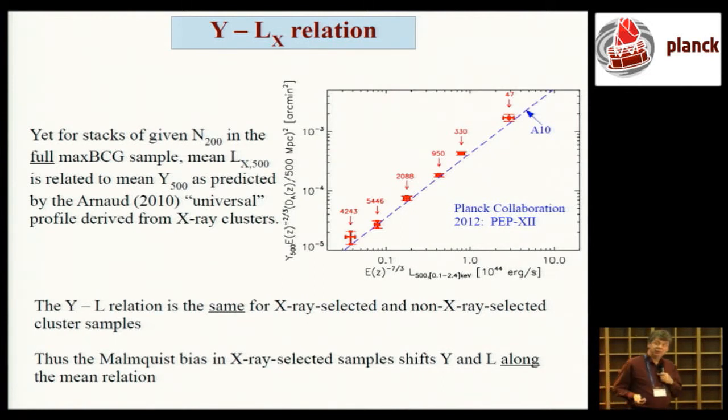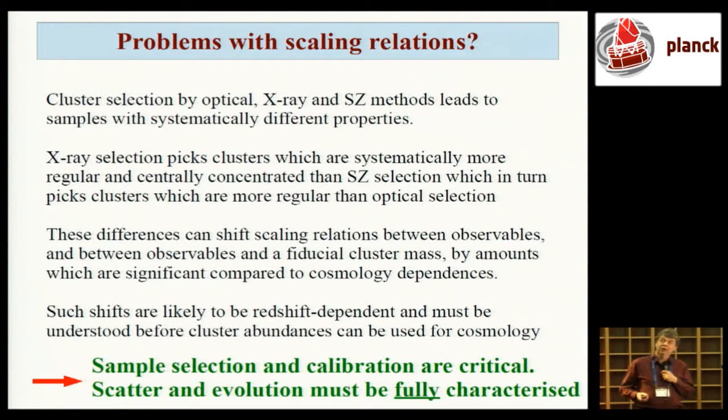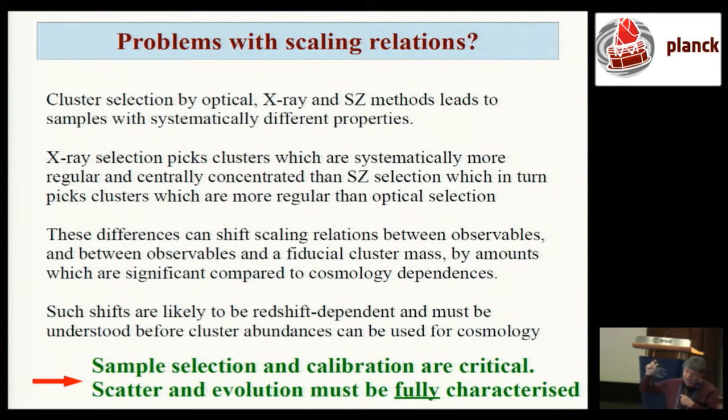So we still haven't fully caught up with what the problem is. This is about as much as I want to say about this problem. It's still not fully sorted out. But what you can see is that cluster selection by optical, X-ray and SZ methods leads to samples, sets of clusters, with systematically different properties. We already saw this in Monique's talk, where she showed that the clusters found by Planck which were not in X-ray catalogues were systematically different from the ones found by Planck which were in the X-ray catalogues, in the sense that they tended to be more irregular and have somewhat lower X-ray luminosities. So even though these two variables do, to a large extent, vary together, they don't vary exactly, and this already leads to differences between X-ray selected catalogues and SZ selected catalogues.